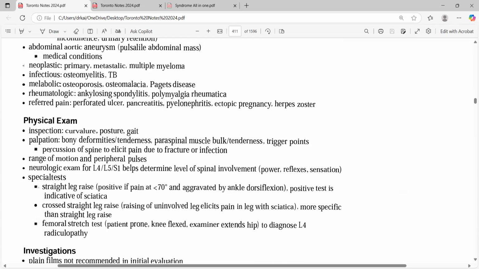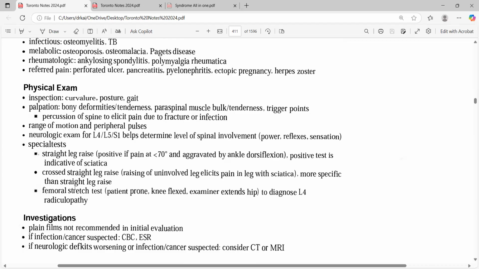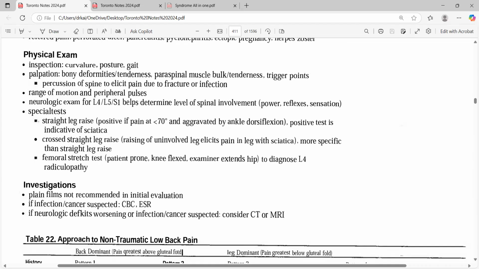Then we're checking for inspection, palpation, then range of motion, then neurological examination for the special tests: straight leg test, and then cross leg, straight leg, and then femoral stretch. I don't know, some doctor who is very into ortho can put questions from ortho, and especially they do like to put the special test and ask you what could be the diagnosis for that one.